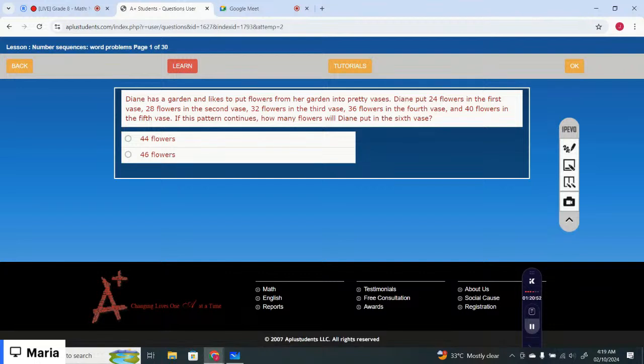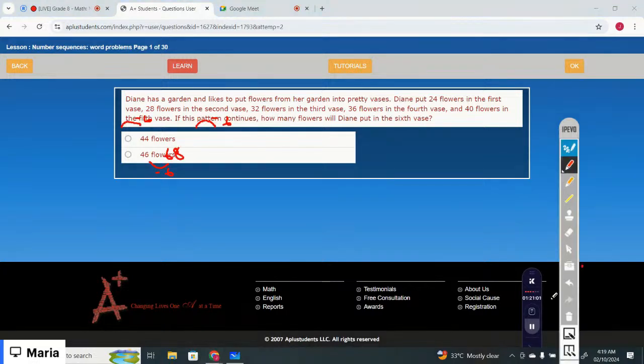Dane has a garden and likes to put flowers from her garden into pretty vases. Dane put 24 flowers in the first vase, 28 flowers in the second vase, 32 flowers in the third vase, 36 flowers in the fourth vase. If the pattern continues, how many flowers will Dane put in the sixth vase? So which is the correct option?